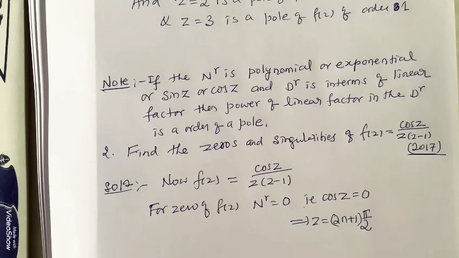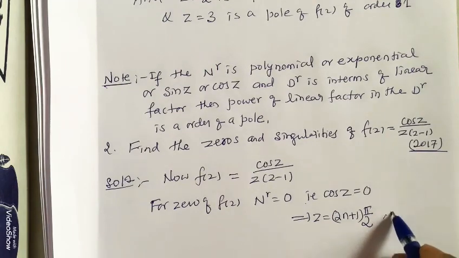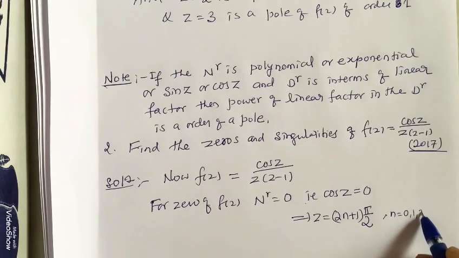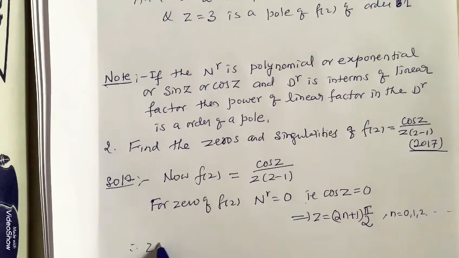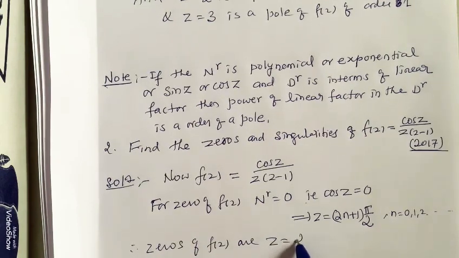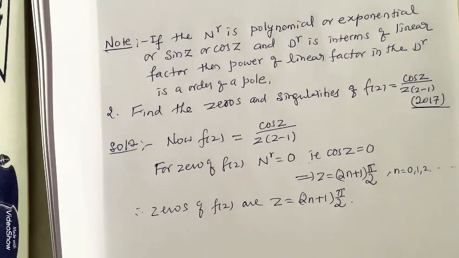Because it is pi by 2, 3 pi by 2, 5 pi by 2 and so on, if it is there, then the value of that is equal to 0 here. Therefore you can get z equal to (2n plus 1) pi by 2, for n is equal to 0, 1, 2, 3 and so on. Therefore, zeros of f(z) are z is equal to (2n plus 1) pi by 2. This is the zero of the function f(z).